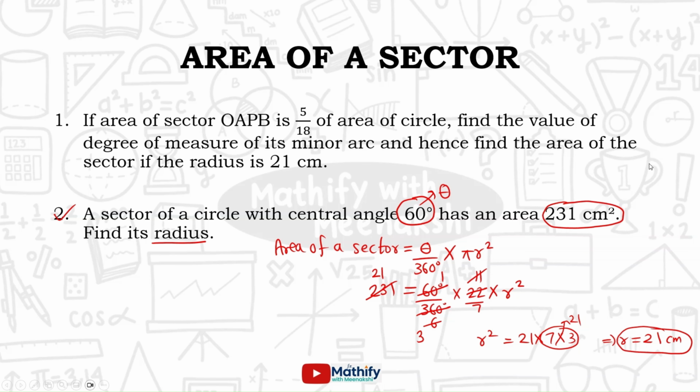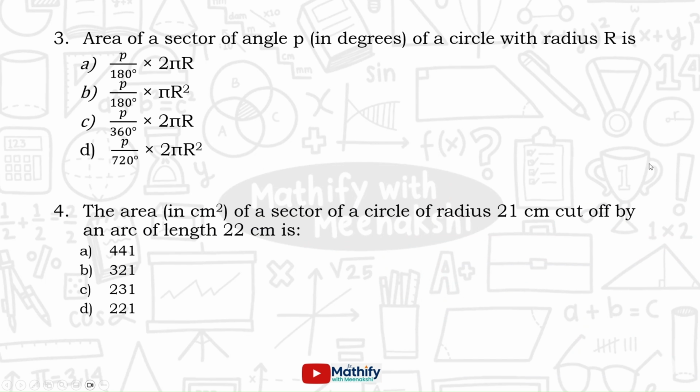Now let's move to the third question. The area of a sector of angle P and radius capital R is, we know the formula, P by 360 degree into pi r square. Now just see the options. P by 180 into 2 pi r, no. P by 180 into pi r square, no. P by 360 into 2 pi r, no. But here P by 720 into 2 pi r square, yes, you will cut this with the table of 2. You will get the same answer. So the answer is D.